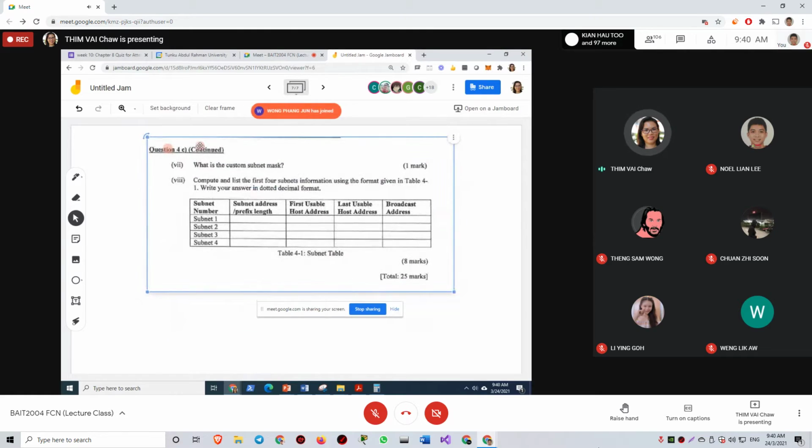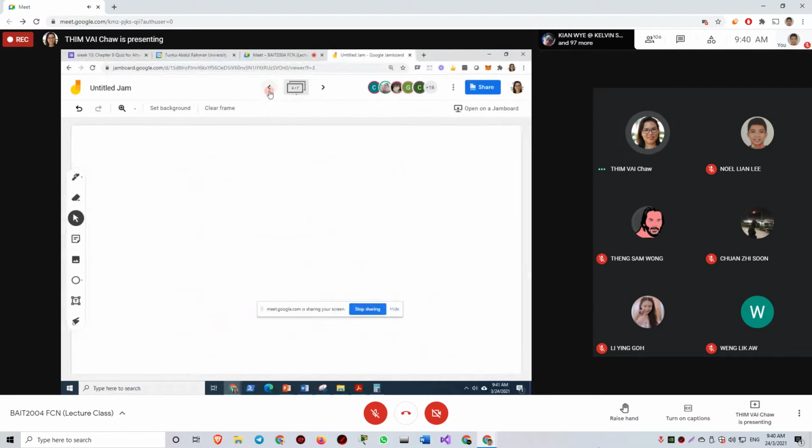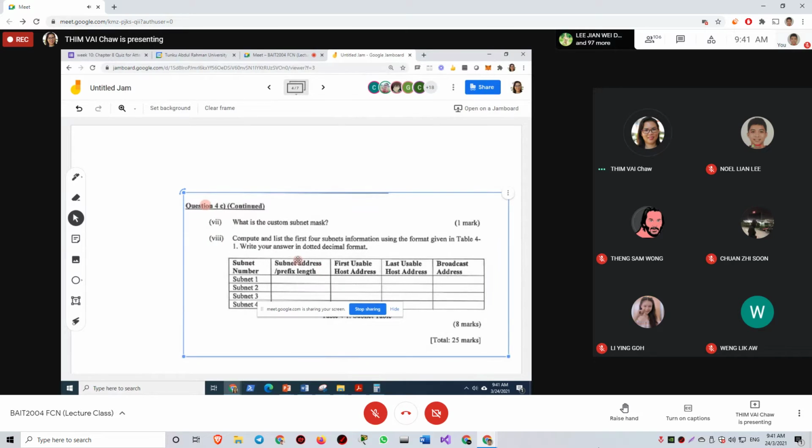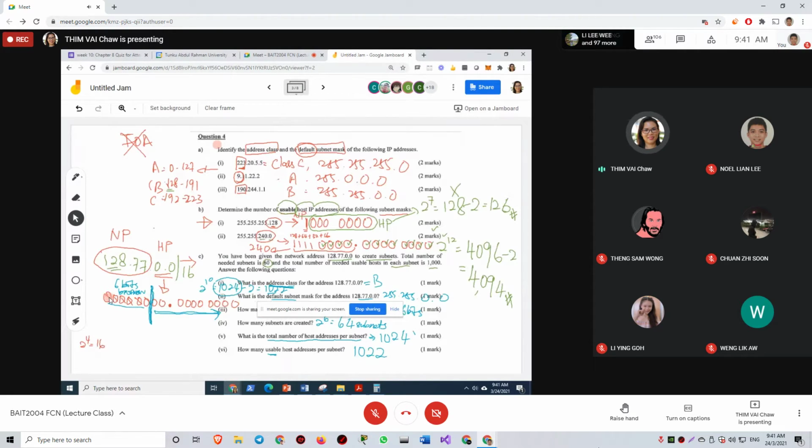So I continue. We continue from the previous question. So what is a custom subnet mask? If you go back to your custom subnet mask over here, okay. Thank you, I saw somebody add in for me. So what is a custom subnet mask? If you refer to here, you already borrowed these 6 bits. So that's why you are required to set them to 1. 1, 2, 3, 4, 5, 6. So that's why you understand.